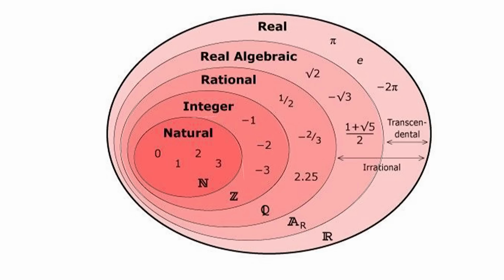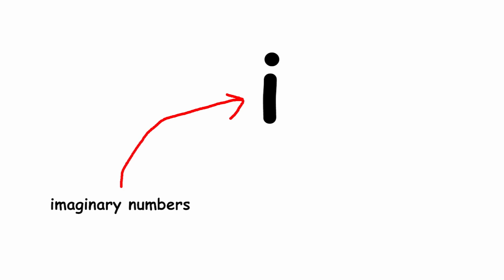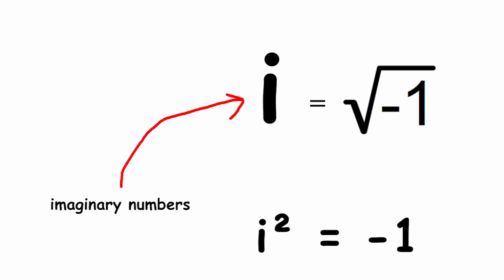But there's one more important type of number, the imaginary number i. i is defined as the square root of -1. This means if you multiply i by itself, you get -1. And i squared equals -1. This may seem strange at first, but it turns out to be very useful in math and science.